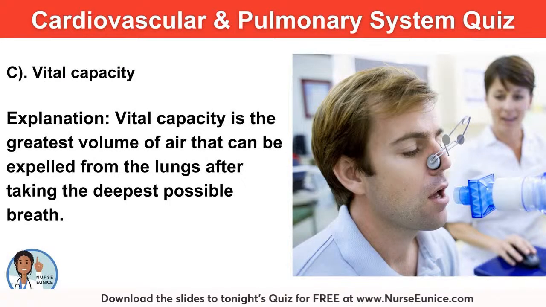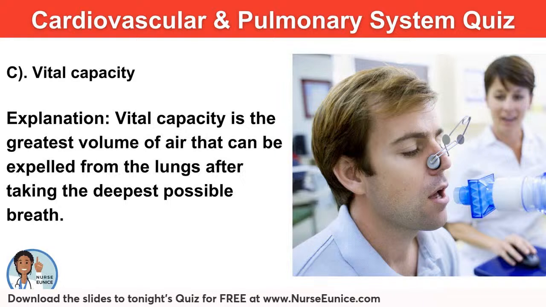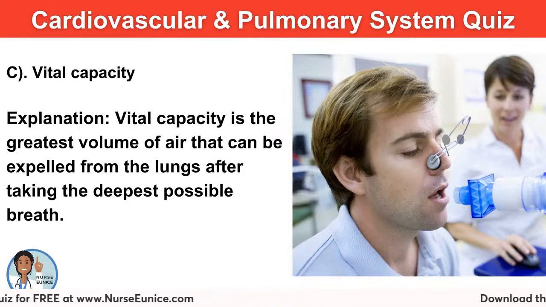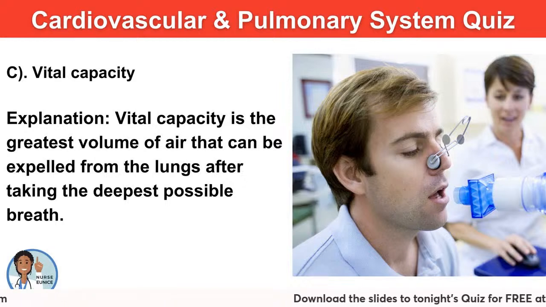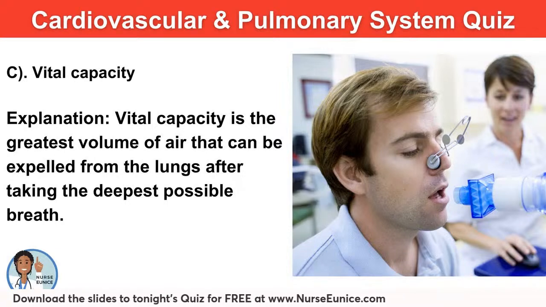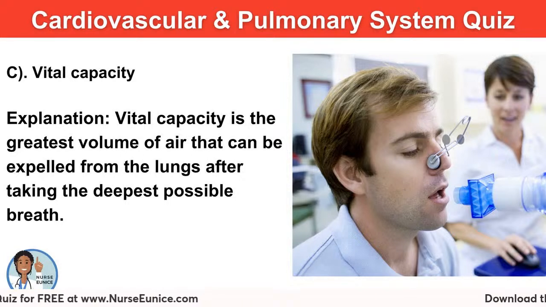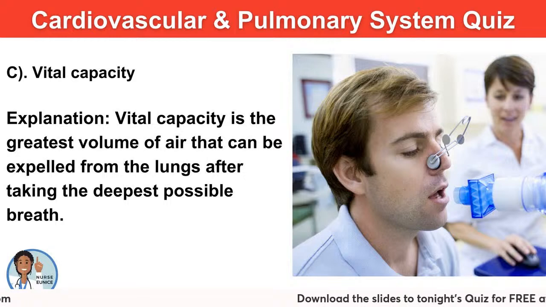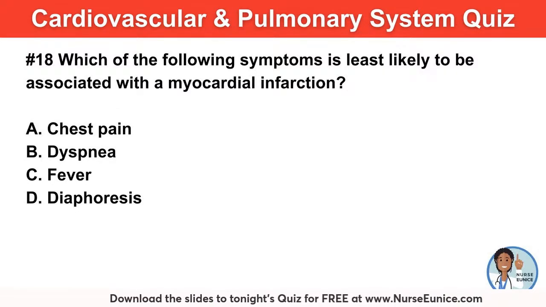It is vital capacity. So vital capacity is the greatest volume of air that can be expelled from the lungs after taking the deepest breath possible. And in the image, we see someone who's actually utilizing the machine to test their lung functions. We have their nostrils closed off so that no air will escape through their nasal passages. And they're going to take a big breath in, and then they're going to blow, and it will measure how much oxygen is expelled from the lungs.